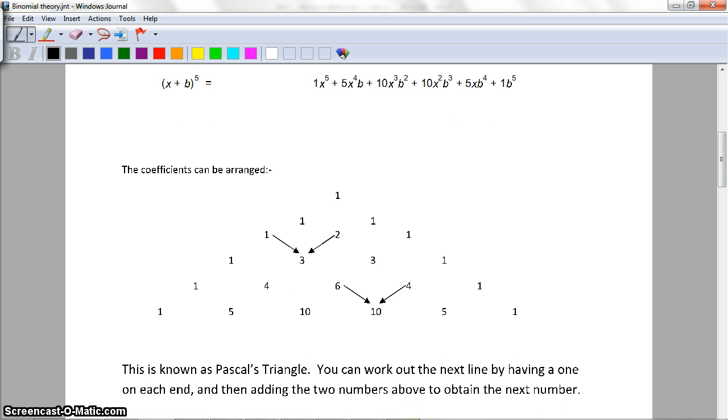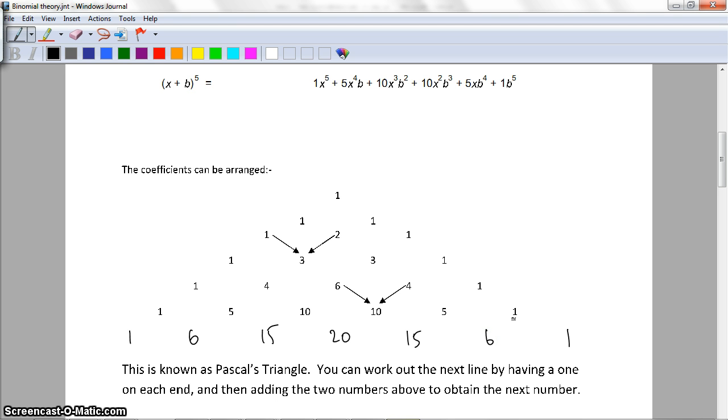The thing that we can do is get each line by adding the two previous numbers to get the next one in this diagram pattern here. So 1 plus 2 is 3, 2 plus 1 is 3, 6 plus 4 is 10, so on and so forth. So I could fairly easily do the next line. There's a 1 on each end like this. The next line will be 1, 6, 15, 20, 15, 6, 1.